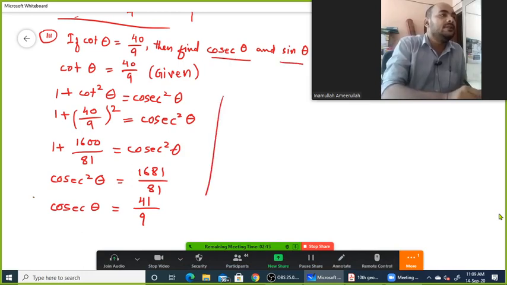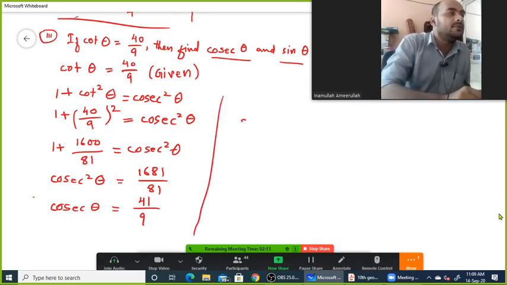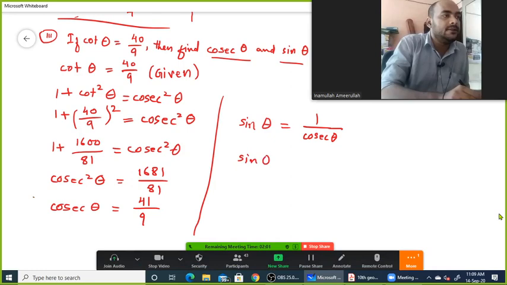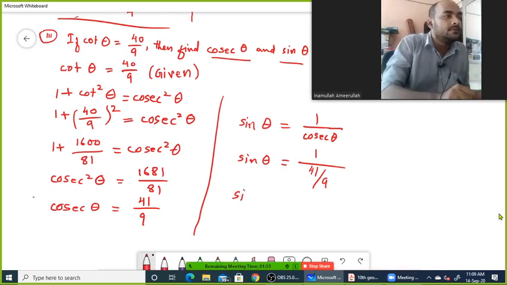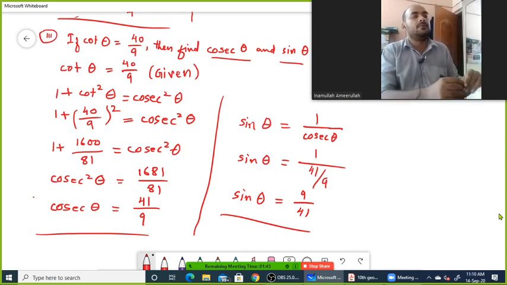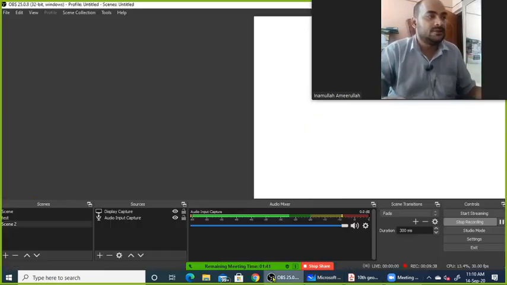Now sin theta, sin is the reciprocal of cosec. So sin theta is equal to 1 upon cosec theta. So here we can take sin theta is equal to 1 upon cosec theta, which is 41 upon 9. So sin theta is 9 upon 41. Sin theta 9 upon 41, cosec theta 41 upon 9. And this is your solution for this question.